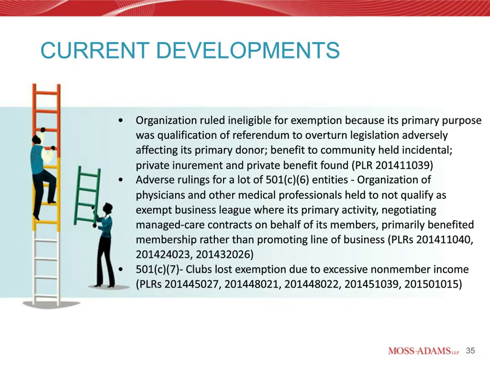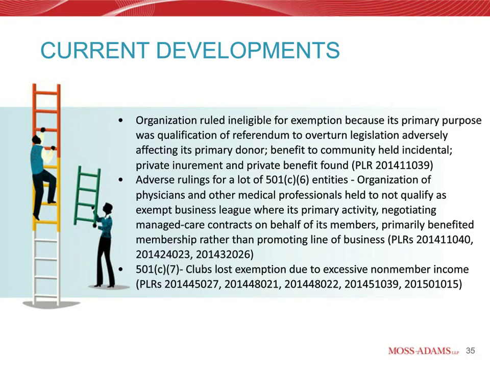Another item is for 501(c)(6) entities: an organization of physicians and other medical professionals was held not to qualify as an exempt business league because its primary activity, negotiating managed care contracts on behalf of its members, primarily benefited the membership rather than promoting the line of business. In the parentheses, I've listed several of the private letter rulings that have addressed this. It's a big issue with them, so make sure your 501(c)(6) clients, or you yourself, are not just benefiting your membership rather than promoting the line of business. So just watch out for that.